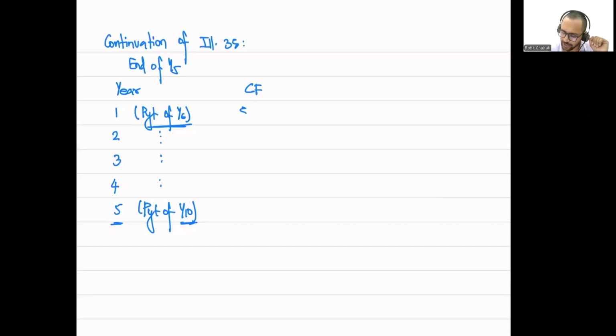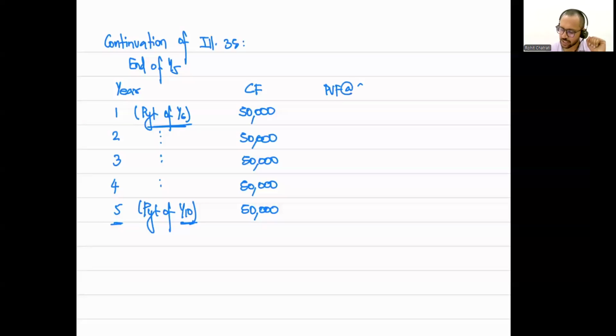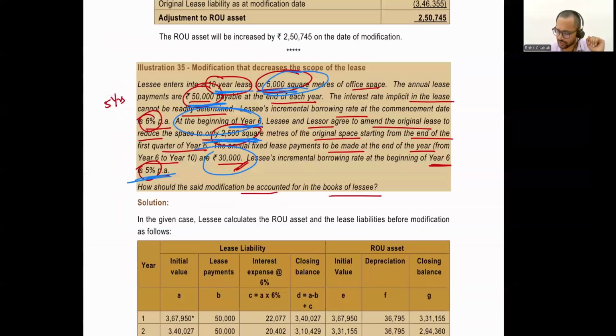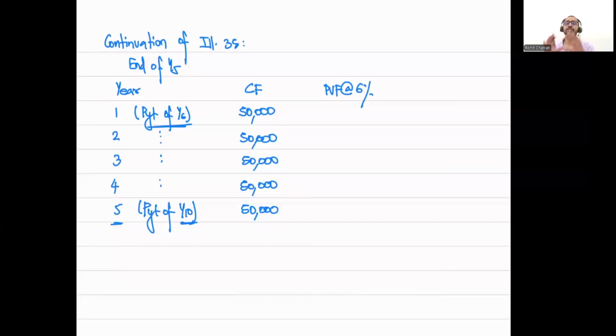I would have had to pay a cash flow of 50,000 for each year. The discount rate that was given in the question was 6 percentage. If you remember, we had a discount rate at the commencement of lease as 6 percentage. All this calculation is assuming that modification has not taken place. Let us plot the 6% discount factor.